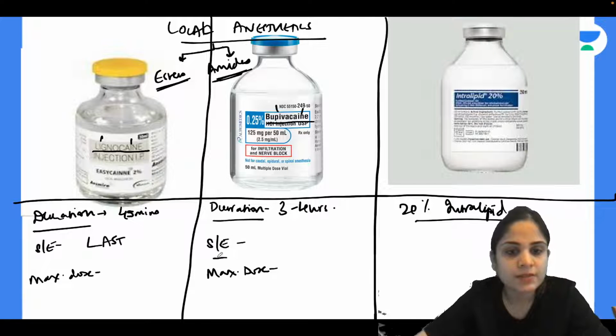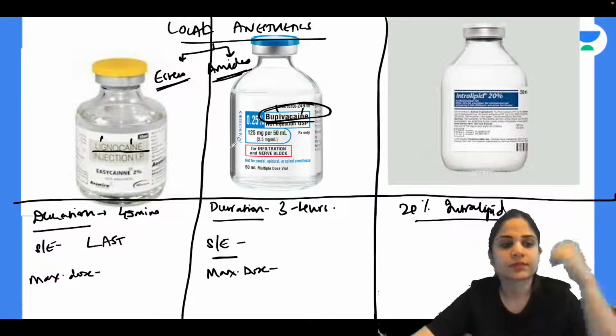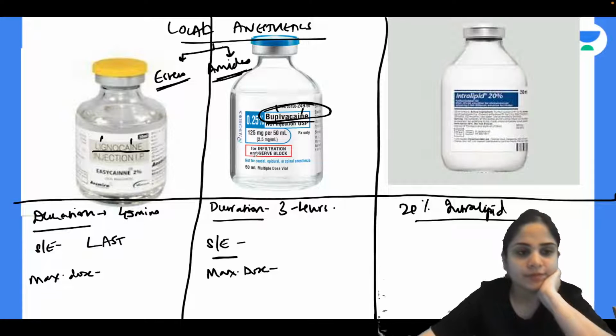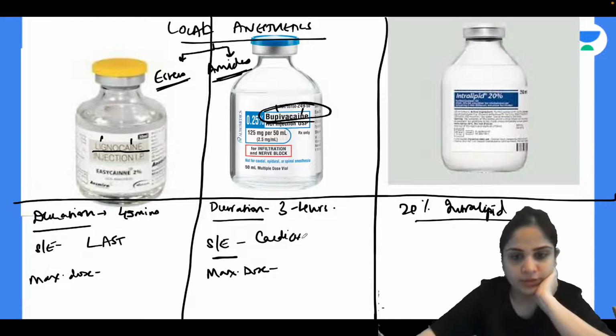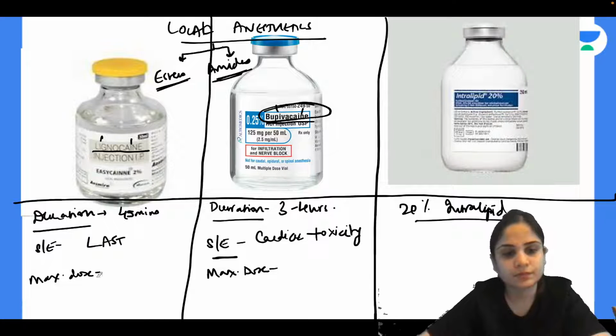What is the specific side effect with bupivacaine? Why am I very scared about bupivacaine? Because it can act on the heart, okay? So it can act on the heart, it can cause cardiac toxicity, and it can lead to cardiac arrest.